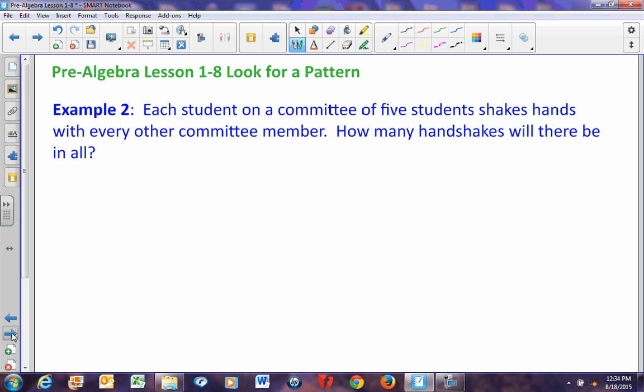Let's take a look at this. Each student on a committee of 5 students, so we have 5 students: 1, 2, 3, 4, 5. They shake hands with every other student. So let's take student 1 here. Student 1 is going to shake hands with this student, and this student, and this student, and this student. Once they're done, nobody else is going to shake student 1's hand because they've already shaken everybody else's hand.